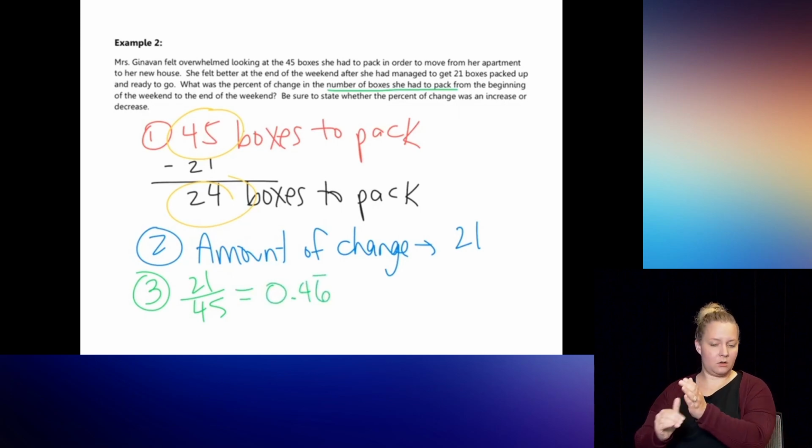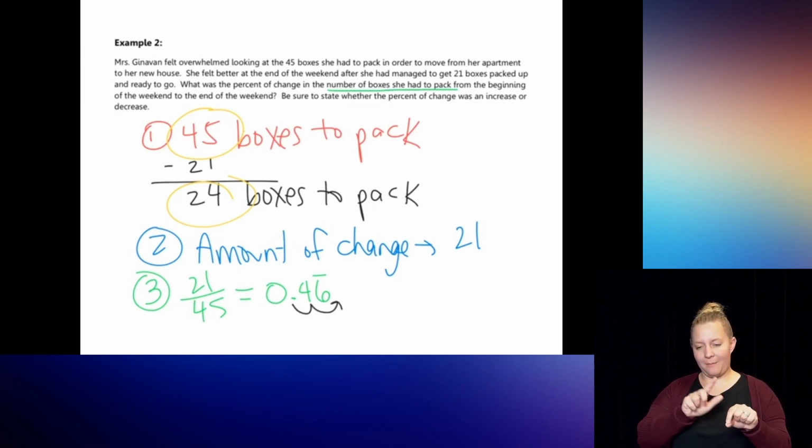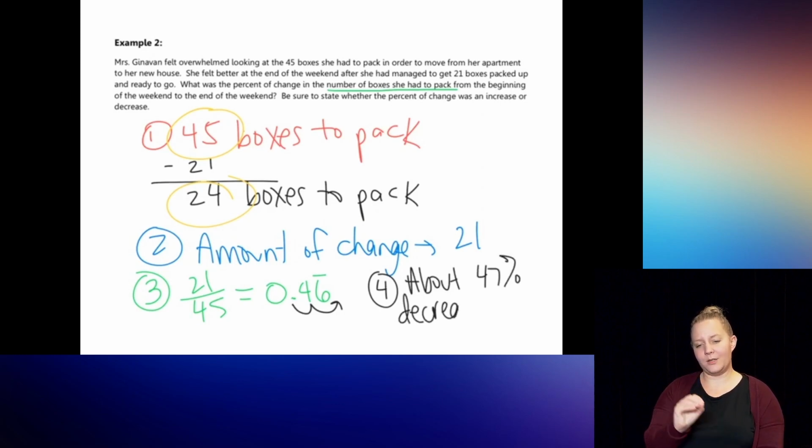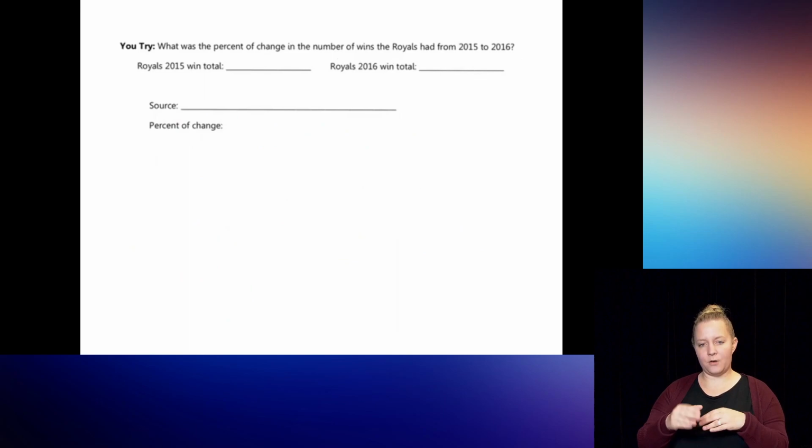So then when I make my final answer, I'll move that decimal twice to the left. It's 46 with another 6 afterwards, which is telling me to round up. So she had about a 47% decrease in the amount of boxes she had left after that weekend. We're going to do our you try a little bit differently this time.